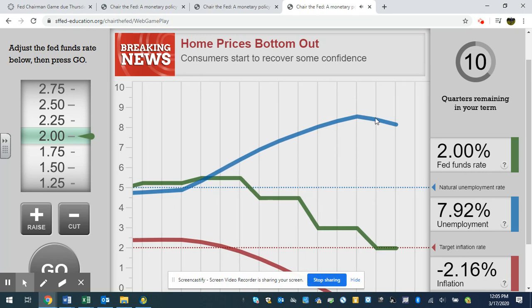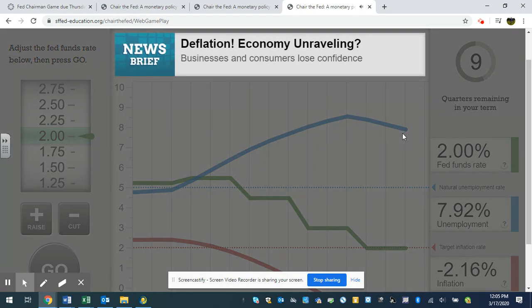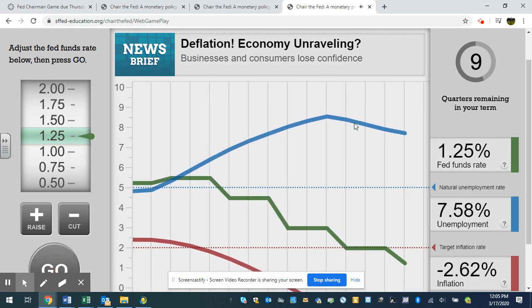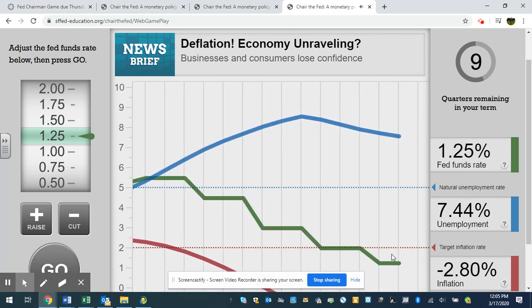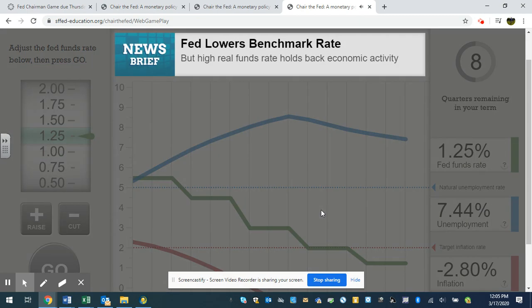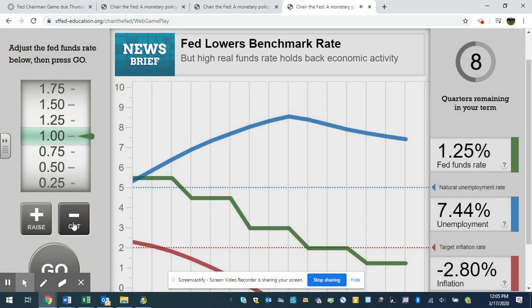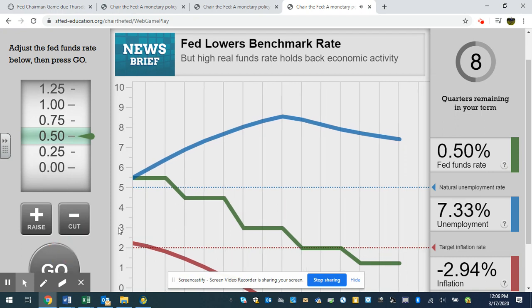Okay. Notice now the unemployment line's starting to come down, so that's a good sign. We still can't see inflation. Okay, major deflation. So deflation, we want to cut interest rates more. I'm going to give it three clicks because this is coming down. Our unemployment's coming down. We're still waiting for that inflation to come up. Still dealing with deflation there. I'm going to cut again, and you kind of get the idea.